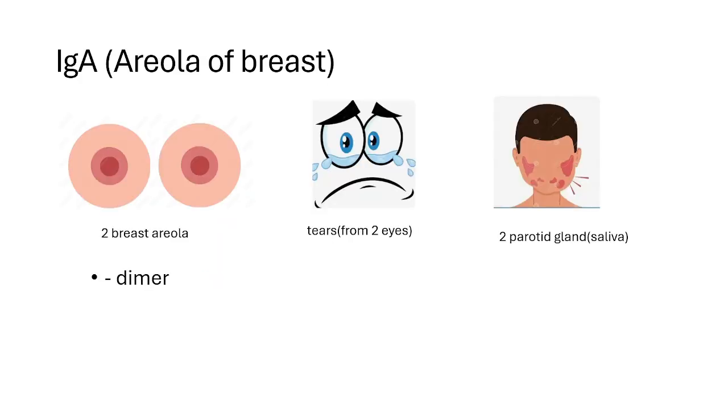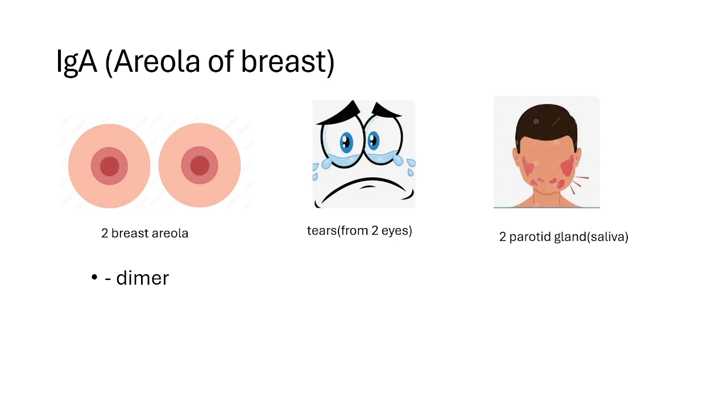So now coming to IgA, like we remembered IgM as men, IgG as girls, now remember IgA as areola of breast. So why areola? Because there are two areola in breast, right? So we relate everything with 2 for IgA. Since 2 is a dimer, IgA is also a dimer. Like for IgM, we made 5 points for writing the M, so it was a pentamer, whereas IgA is a dimer, and the rest of the immunoglobulins are monomers.